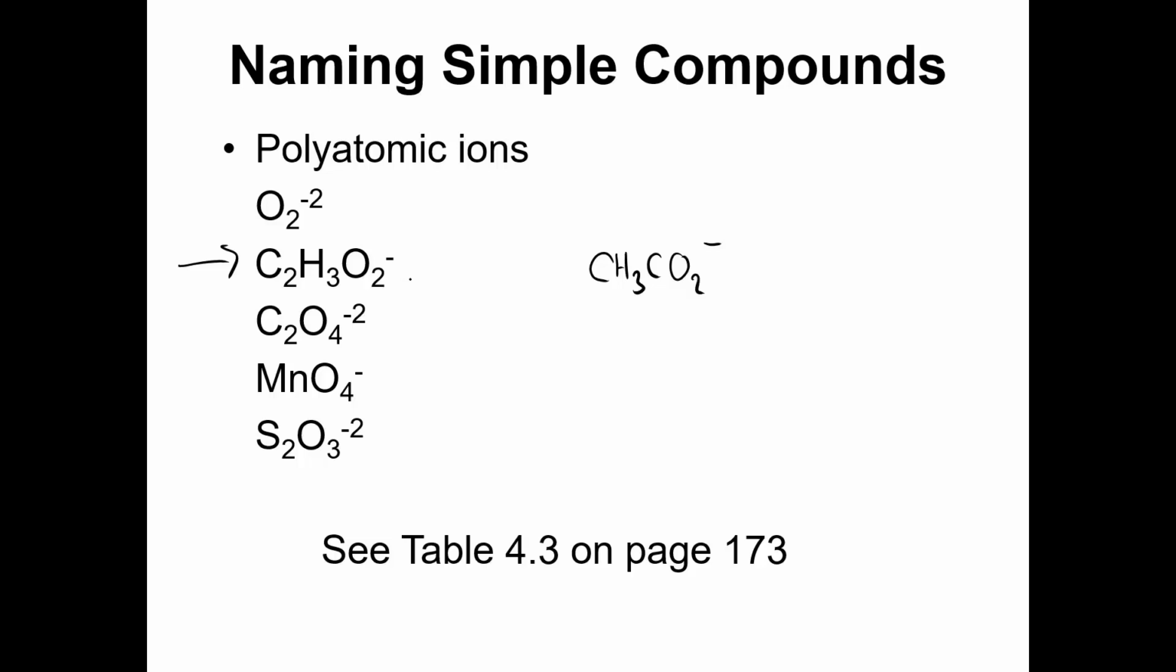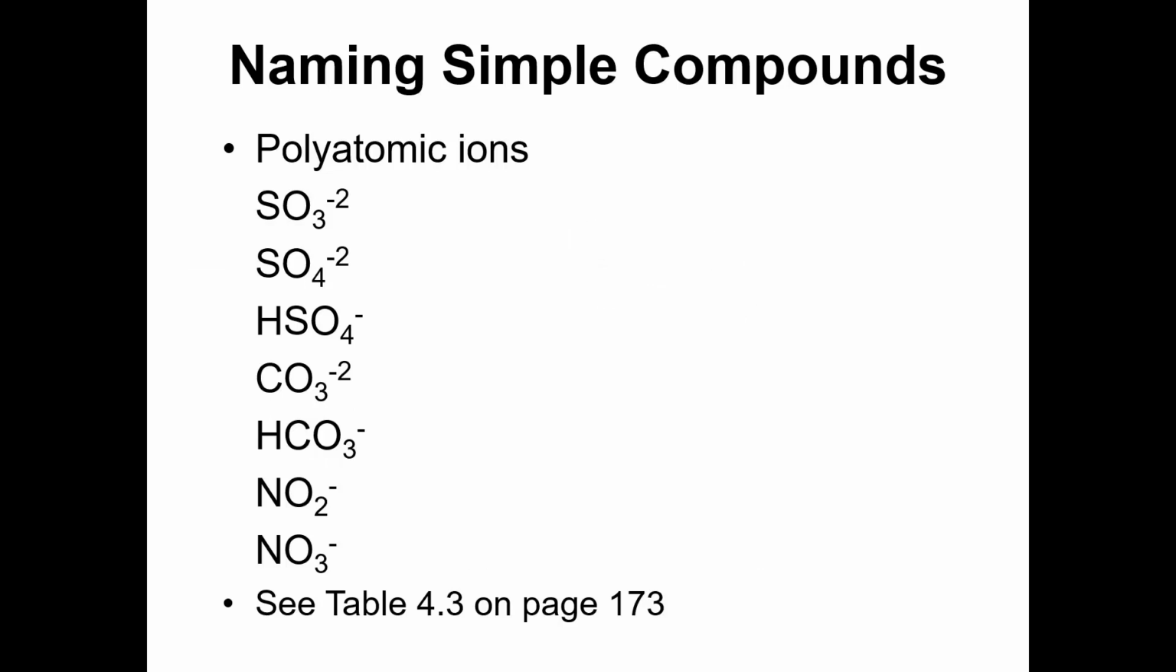And so this is both the empirical as well as the molecular formula, but this gives you a little bit more insight on the structure of it, okay? But either way, C2H3O2 minus, it's about that negative charge that makes it a polyatomic ion. So you can have sodium acetate. In fact, you're going to be making sodium acetate in one of the labs by taking vinegar and baking soda, which is sodium hydrogen carbonate. You combine the two to make sodium acetate. We have oxalate and manganate and thiosulfate, and then sulfite and sulfate.